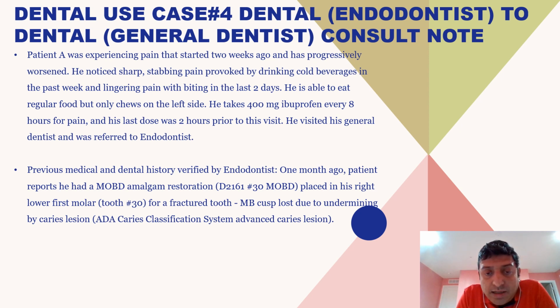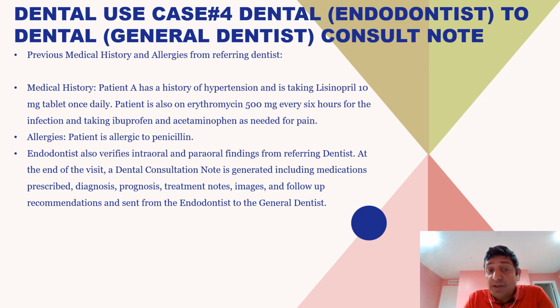Previous medical and dental history verified by the endodontist. One month ago, patient reports he had an MOBD amalgam restoration placed in his right lower first molar, tooth number 30, for a fractured tooth. MB cusp lost due to undermining by caries lesion. Previous medical history and allergies from referring dentist.